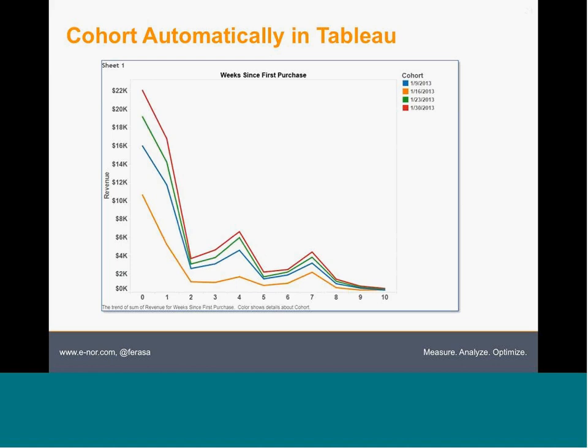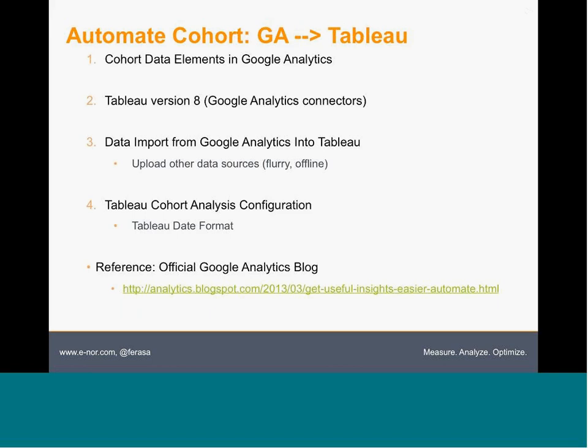Now to do this, again without Tableau, you do a whole lot of work in Excel. A whole lot of pivot tables, maybe a couple of macros as well. But in Tableau, we have a technique where you can not just show it, but you can actually automate this whole entire process. I won't go into the specifics of every step, but really there's four or five steps and you're done.